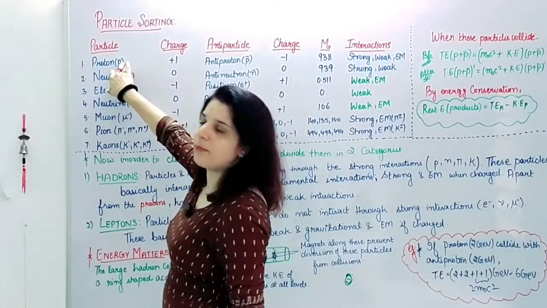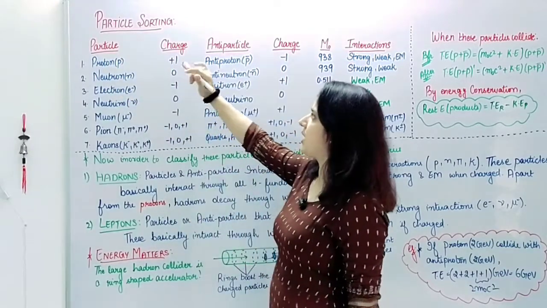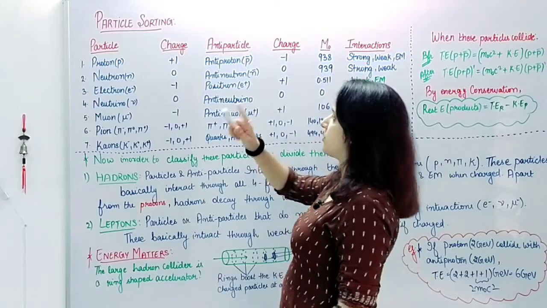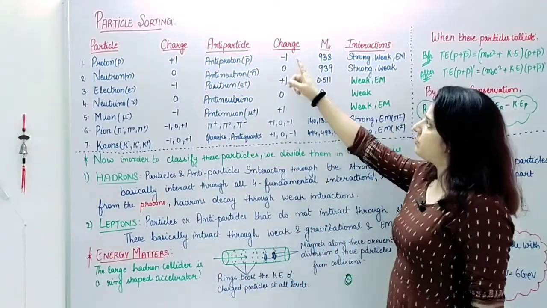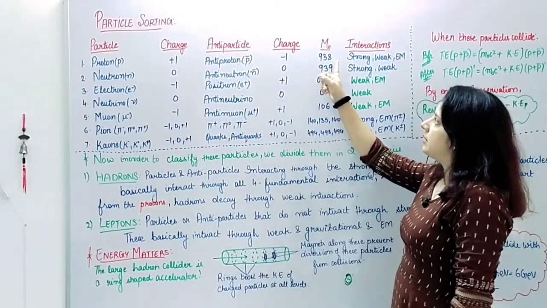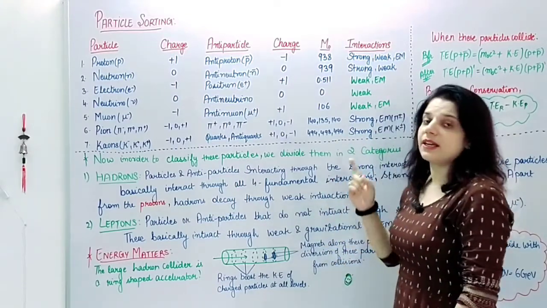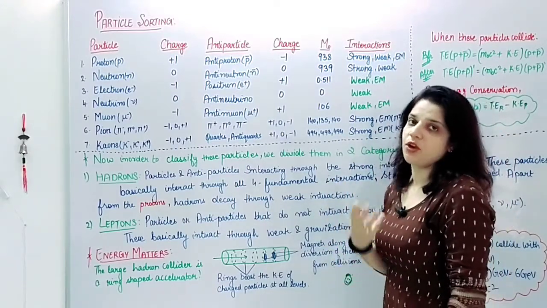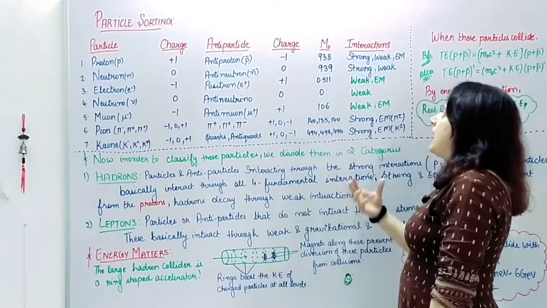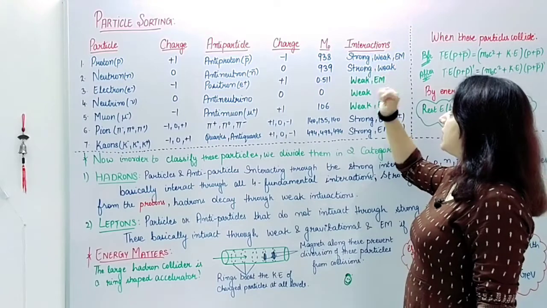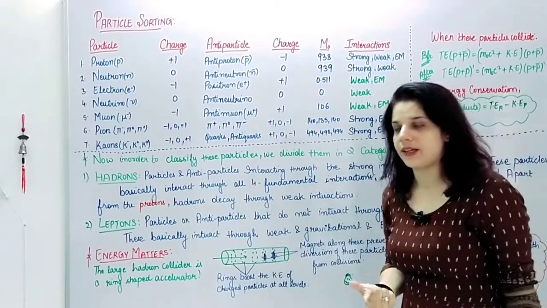So the first particle is a proton. It will be denoted by P, having a positive charge. Its antiparticle would be antiproton, which will be P bar. The charge will be negative. Rest mass remains the same for particle and antiparticle, and it is a basic property of the antiparticle also. And the proton will show the strong interactions, the weak interactions and electromagnetic interactions.